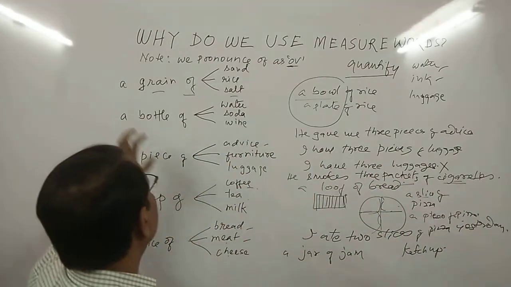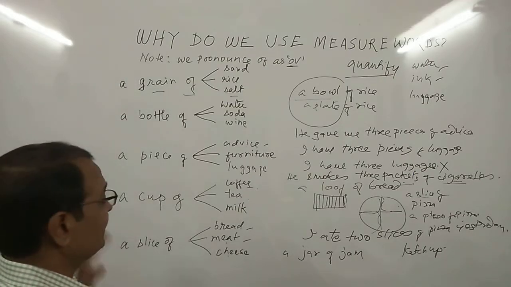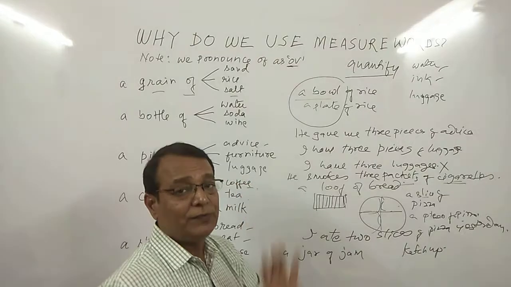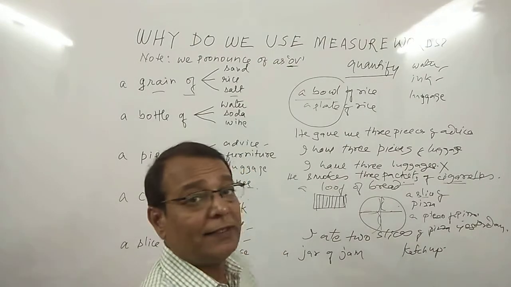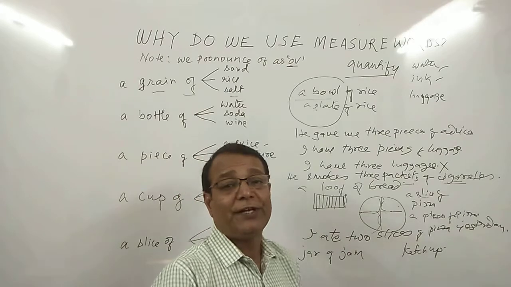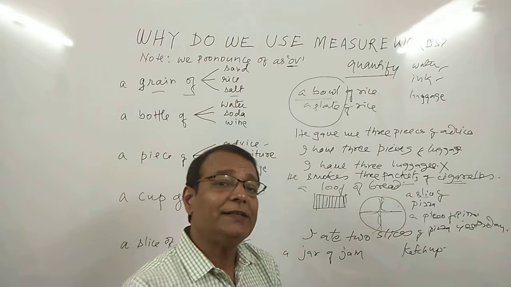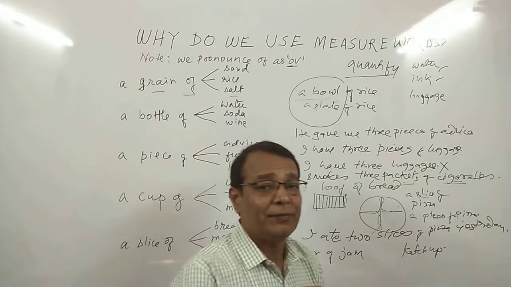So in that situation, even with countable nouns we can use these words, but mostly we use such words: grain, bottle, piece, cup, slice, okay, for uncountable things. The easiest way to learn this system is to make a visit to a supermarket, where everything is available and everything comes in some containers, right?